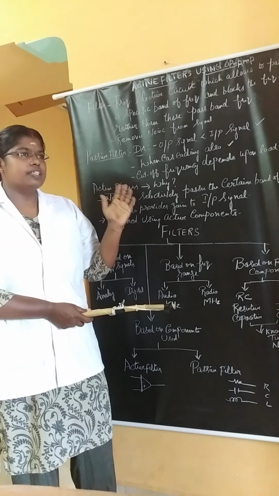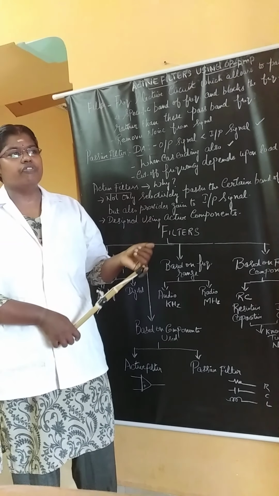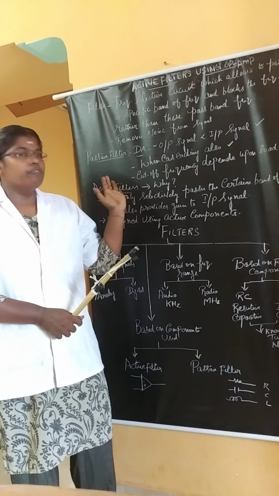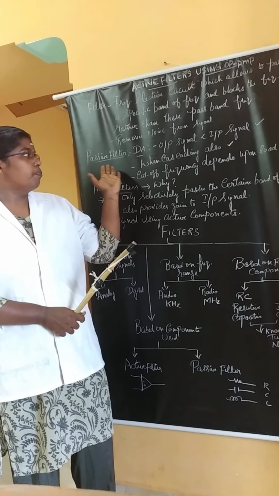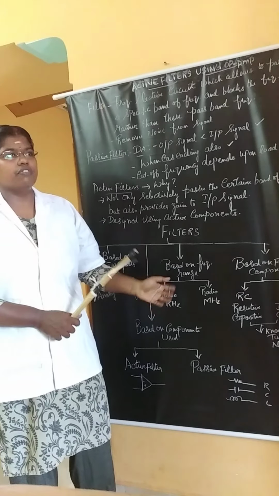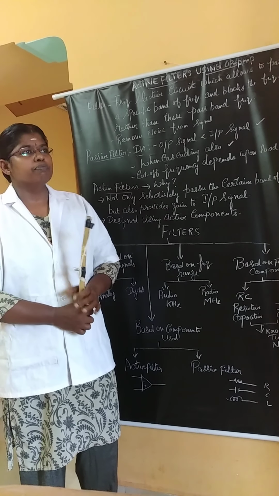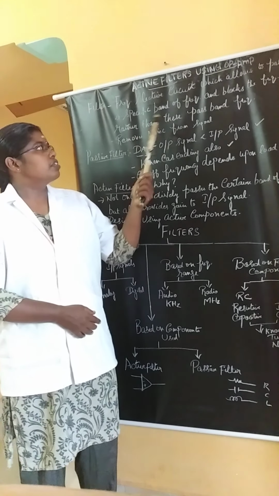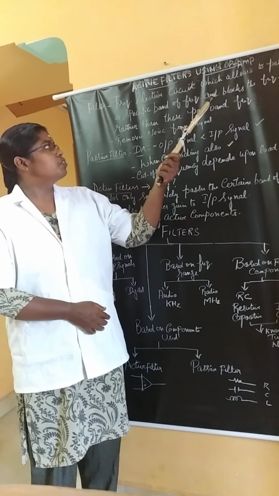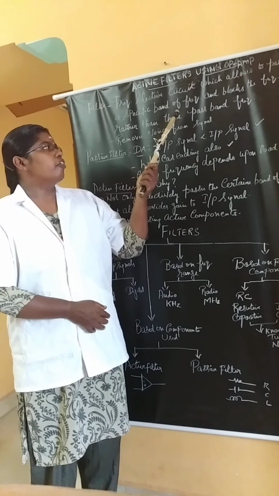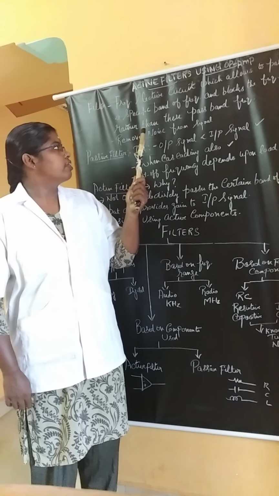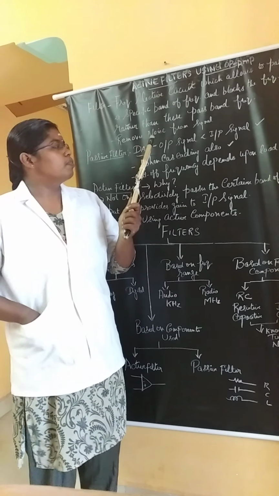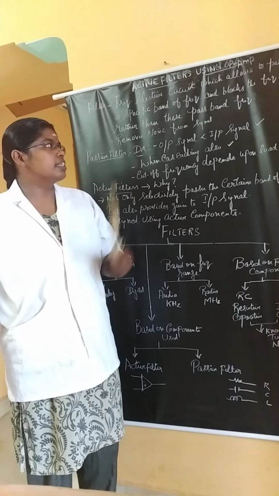So, what are the basic fundamentals? We shall see the definition of filter, why we go for active filter, why we don't use passive filter, and the basic classifications of filter. So, what do you mean by filter? A filter is a selective circuit which allows a specific band of frequency to pass and blocks frequencies other than this pass band frequency, and it also removes the noise from the signal.